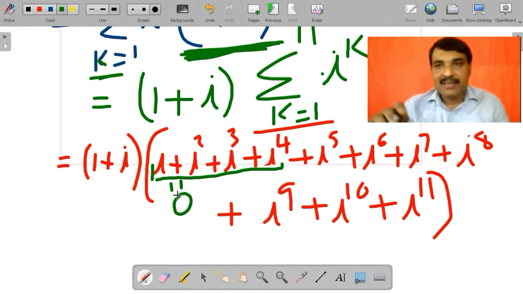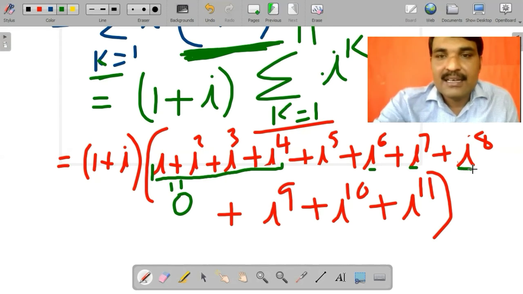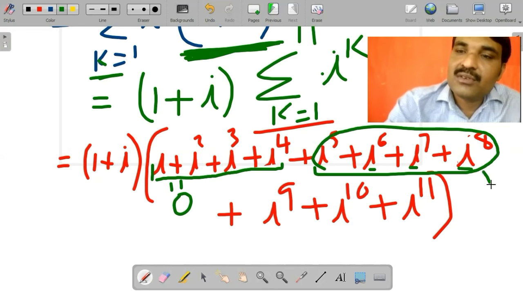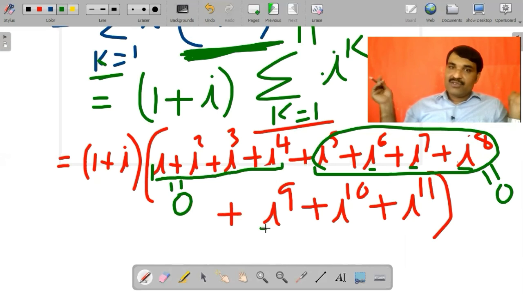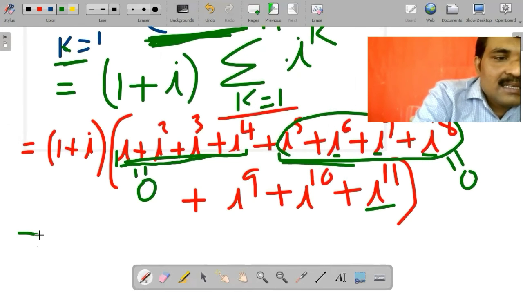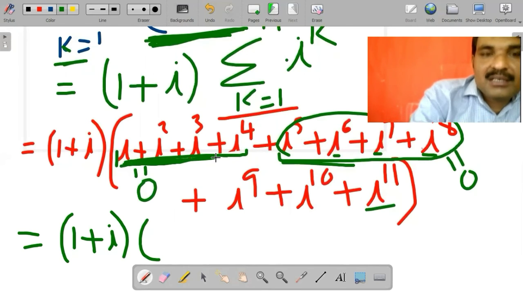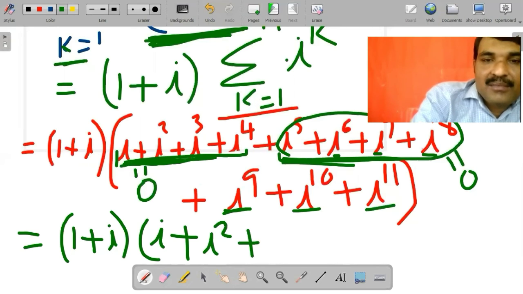Now iota raised to 5 means iota. Iota raised to 6 means iota square. This is iota cube. This becomes iota raised to 4. This is again a repeat, right? So the value of this term is also 0. So the remaining term is iota raised to 9 plus iota raised to 10 plus iota raised to 11. How can we write this? So we can write this is equal to 1 plus iota multiplied by, this becomes 0, this becomes 0, iota raised to 9 we can write as iota, plus iota raised to 10 that is equal to iota square, plus iota raised to 11 that becomes iota cube, right?